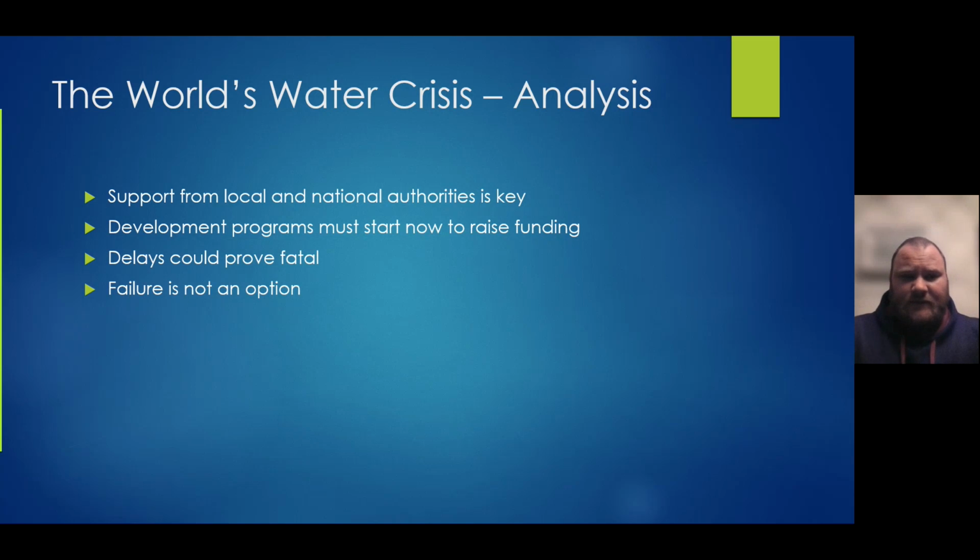So in order to make this successful, support from local and national authorities is key. And with the support of local and national authorities is to enable development programs to start raising funding. So as we can see, it's estimated that about $200 billion worth of investment over 5 years. And that's a pretty aggressive strategy. But in order to accomplish that, realistically, it needs to start now. So nations that have the capability and the funding to really start these development programs to raise the capital funding that's needed. Again, delays could prove to be fatal.